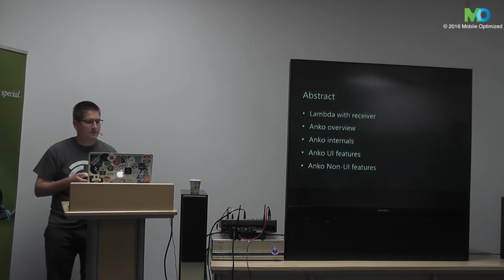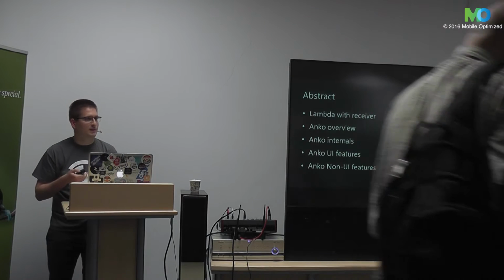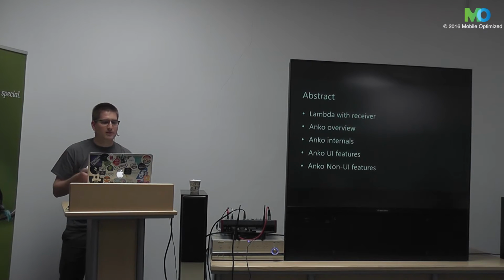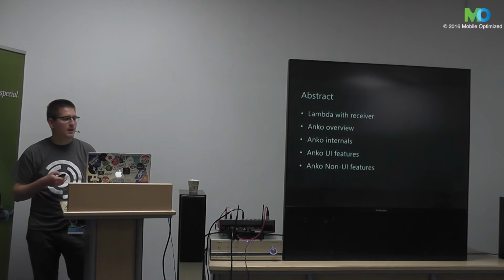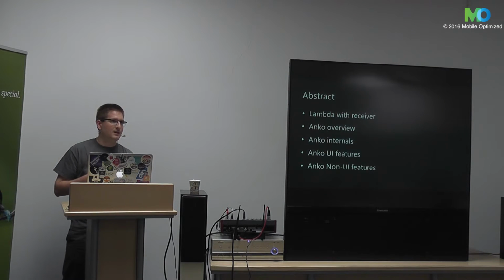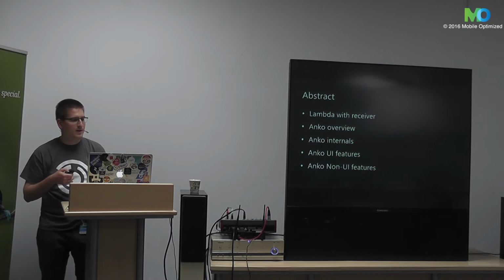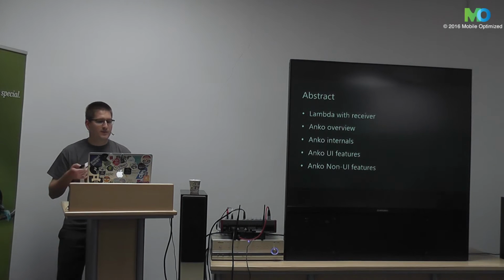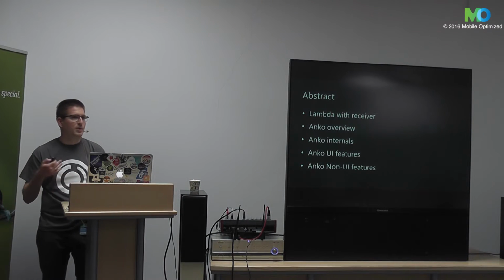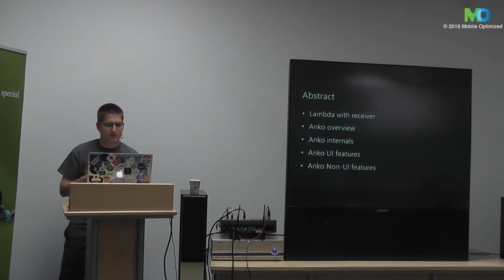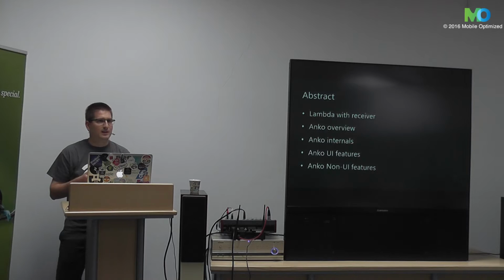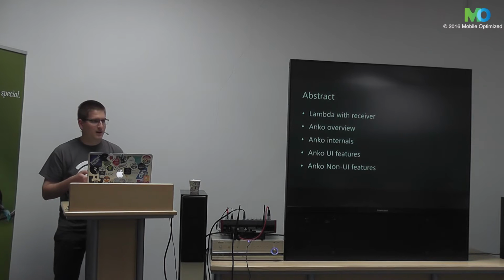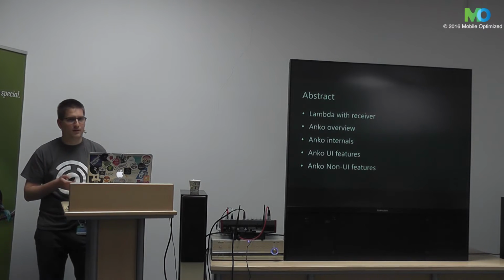I'm gonna start with the feature of the Kotlin language which actually makes Anko possible. And then I will talk about the Anko overview, what you can achieve with it, and then before I go through the features of Anko, I'm gonna go into some details of how it is implemented, and then obviously we go through all of its features, the pros and cons, how you can implement what you want to achieve, and then at last, if I have time, I will go through the non-UI builder features of Anko.